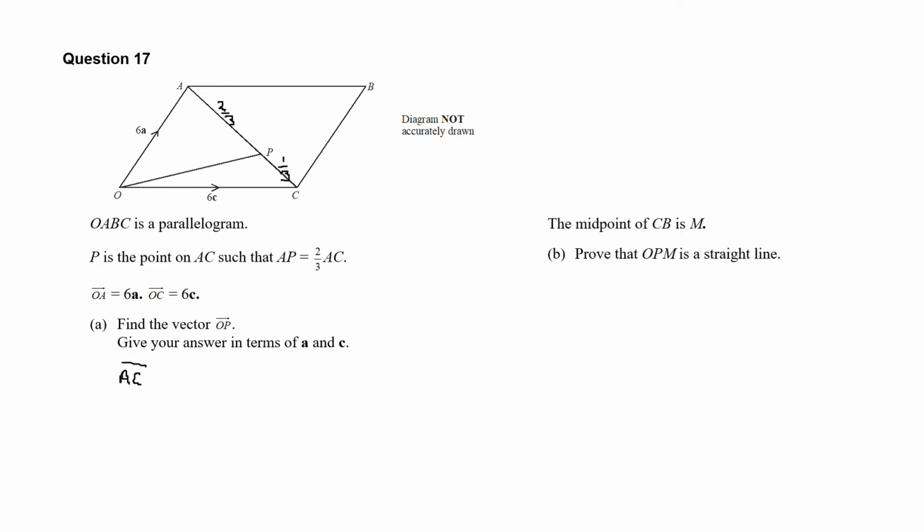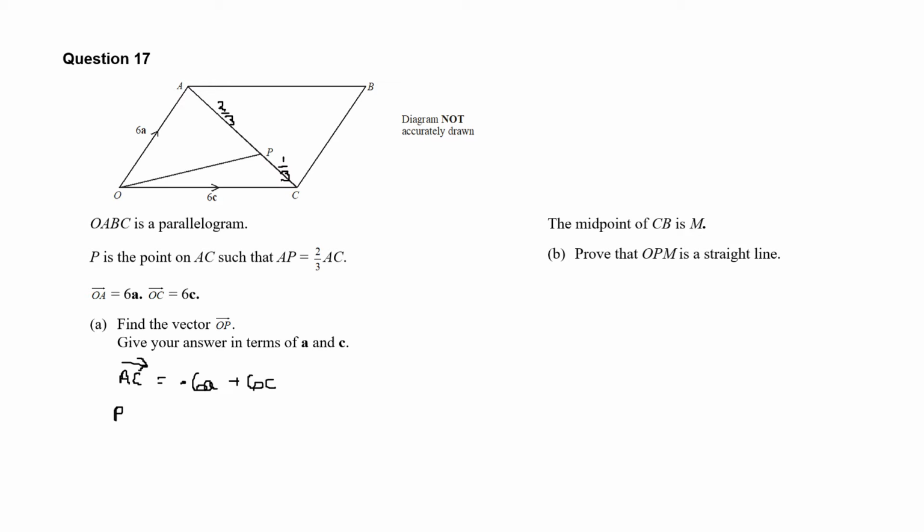So let's have a look at AC. How can I get from A to C? Well, I'm going to go from A to O, which will be minus 6A, because I'm going against the direction of the vector. Then I'm going to go from O to C, which will be 6C. So my vector A to C is going to be negative 6A plus 6C.